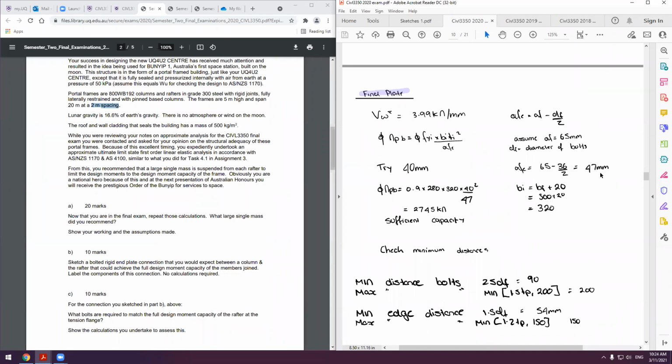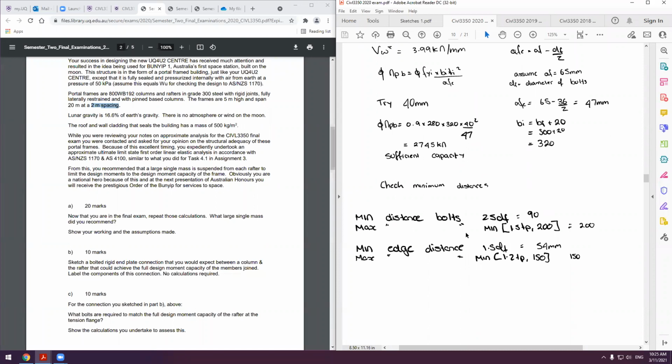We're using M36 bolts. In other examples, we use M30s. It really just depends on what our bolt size is. Then we have a look at our flange width. So we have BF plus 20. BF is given in One Steel, add 20, so it's 320. So we try a 40 millimeter plate that gives us 2,745 kilonewtons. Gives us sufficient capacity. Also check your minimum distances. You don't have time, you don't have to calculate them, but write down that you have to check these minimum and maximum distances. It's another way just to get these bonus points. That's essentially question 1. It is the exact same in every year. You literally just plug and play with different numbers.